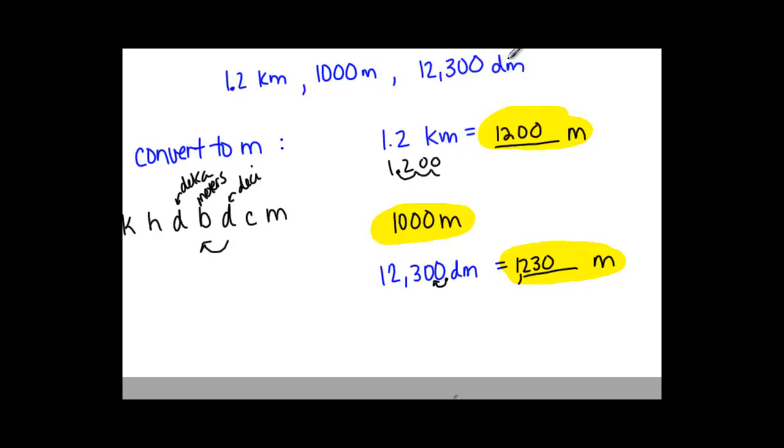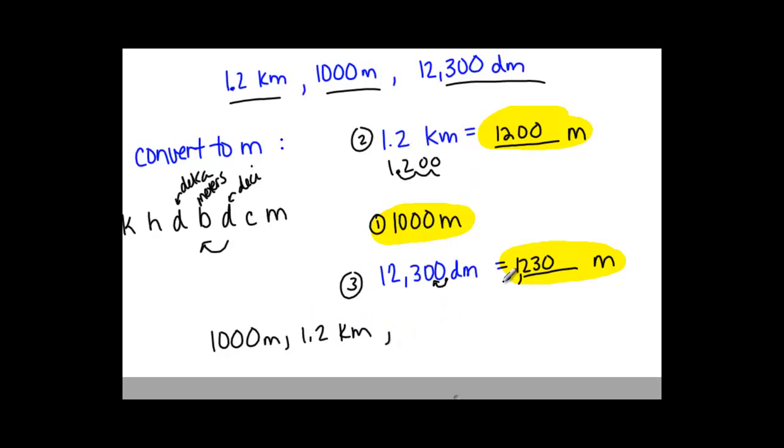So if I'm going to sort them from smallest to largest, my smallest would be 1,000 meters, next would be the 1,200 meters, and then third would be 1,230 meters. So if I'm putting these values in order, the first one would be the 1,000 meters, the second one would have been the 1.2 kilometers, and the third one would have been the 12,300 decimeters.